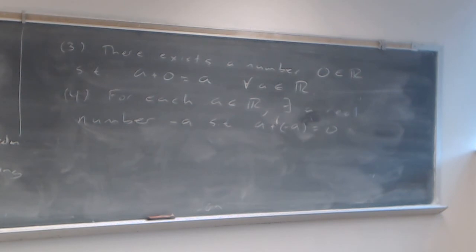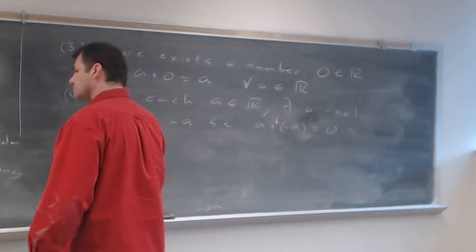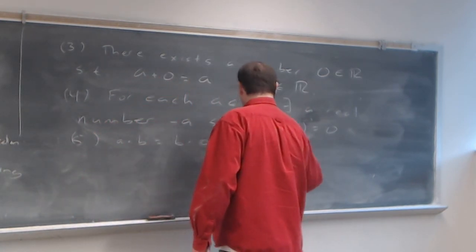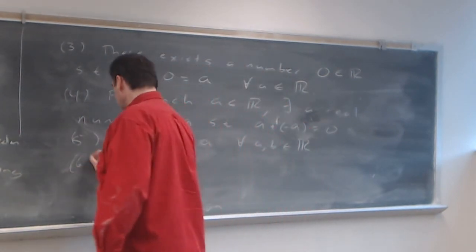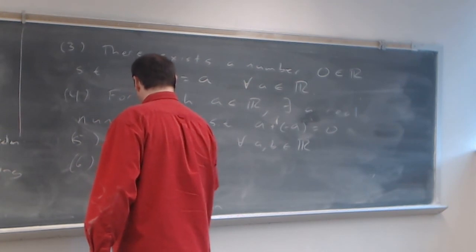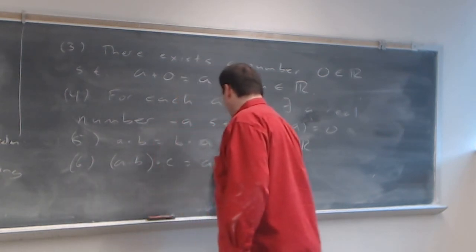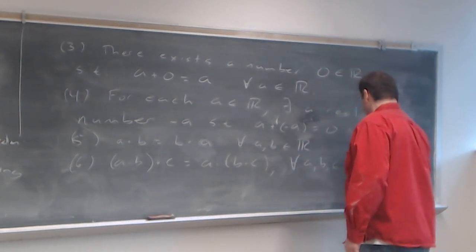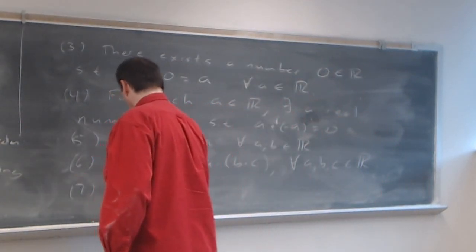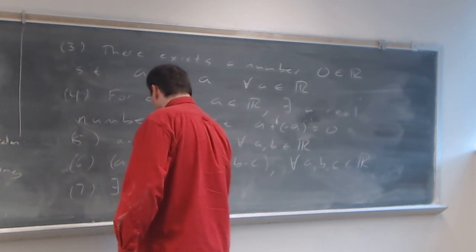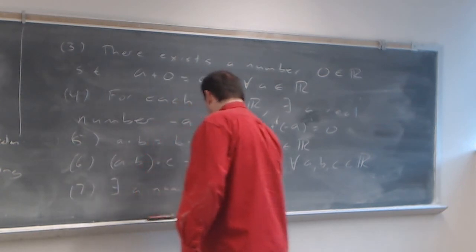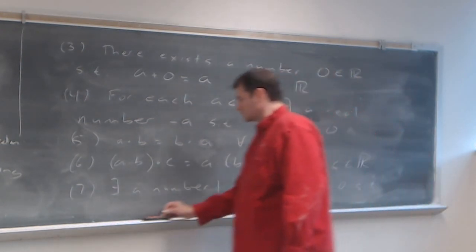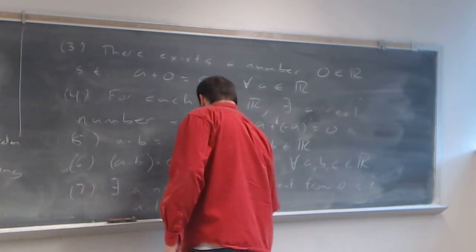Now, there are similar properties for multiplication. So 5 is that A times B is the same thing as B times A, true for all A and B elements of R. Sixthly, A times B, multiplied together first, then times C, is the same thing as A times the quantity B times C. So that's associativity for multiplication, and that's true for all A, B, and C elements of R. Seventh, there exists a real number 1, different from 0, such that A times 1 equals A for all A elements of R.